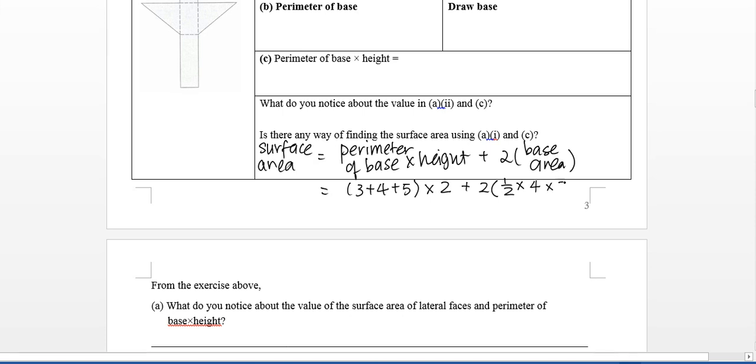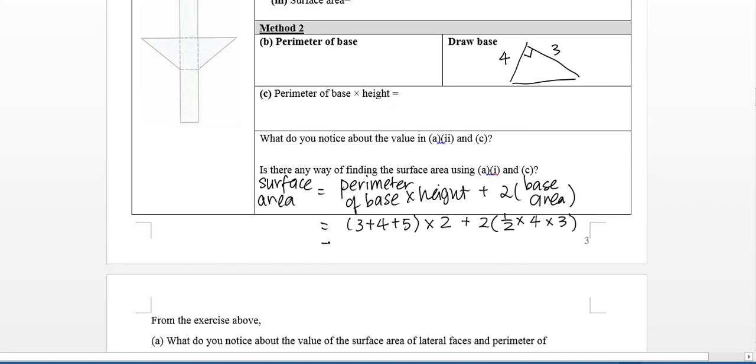And for the base times height, remember these two must be perpendicular to each other. Looking back at your diagram, the perpendicular sides are here and here, so therefore it will be 3, 4. And this will give you a total of 36 cm squared.